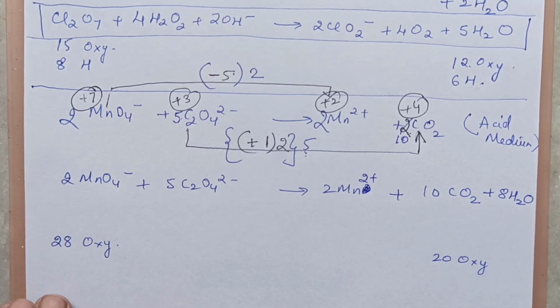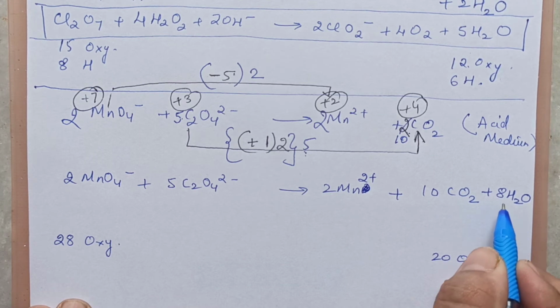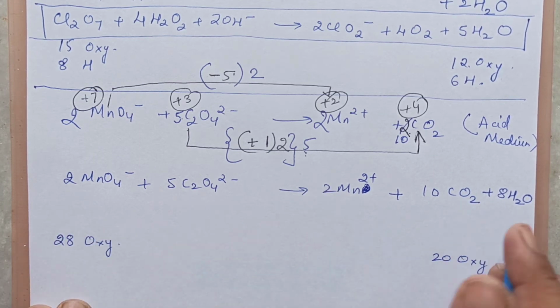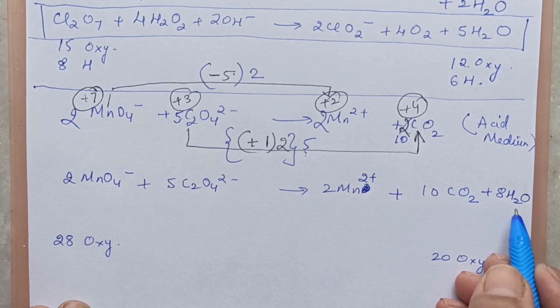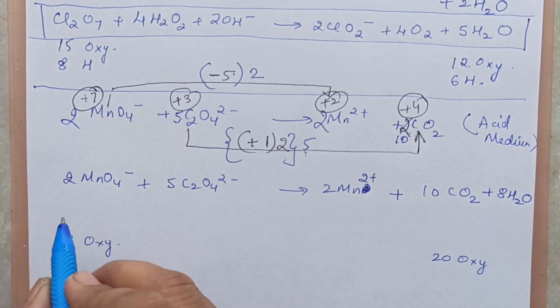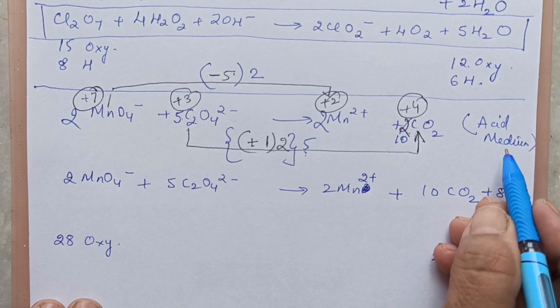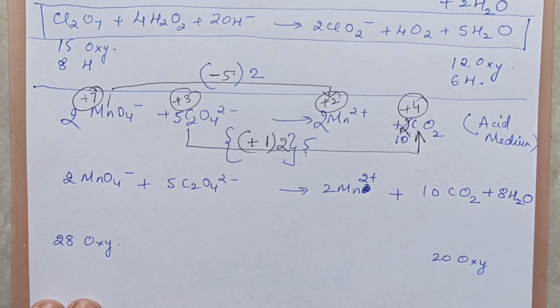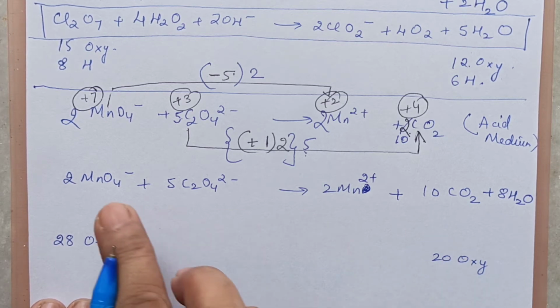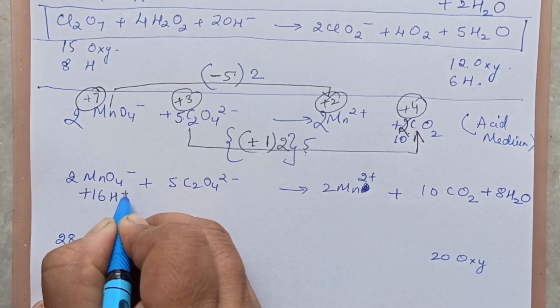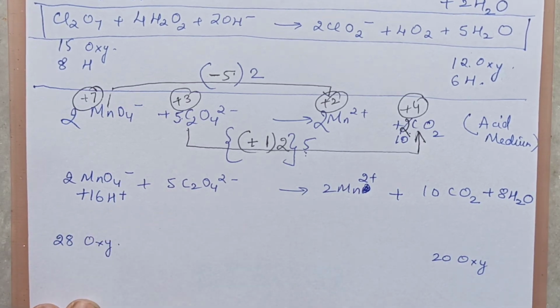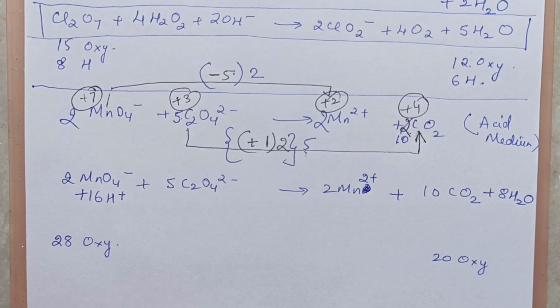Now we have to balance hydrogen. How many hydrogens on the left? We don't have any. On the right hand side you have 2 into 8, 16 hydrogens. How many are less? This equation is in the acid medium. In the acid medium, to the deficient side we just add H plus. So 16 were less, so we will write plus 16 H plus on the left hand side. That's it. The equation is balanced.